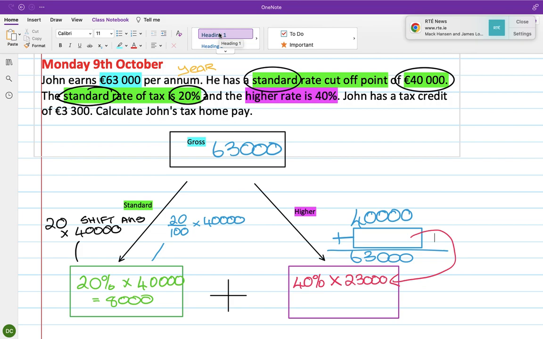Does that make sense? So the 40,000 was the standard, which means he's already paid tax on that. He doesn't need to pay any more. The 63 is his gross, which is his total earnings. So he only has to pay the money on the difference between them, which is 23,000. Does that make sense? Are we sure?